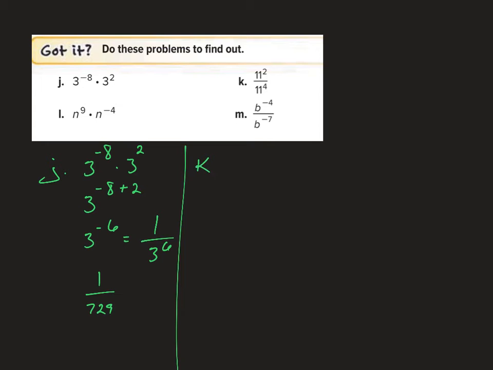K, we've got 11 squared over 11 to the 4th. And remember, we can subtract since we're dividing. So we get 11 to the 2 minus 4, which would give us 11 to the negative 2. That would equal 1 over 11 squared. And then we can write our final answer. I know 11 squared is 121. So our final answer would be 1 over 121.